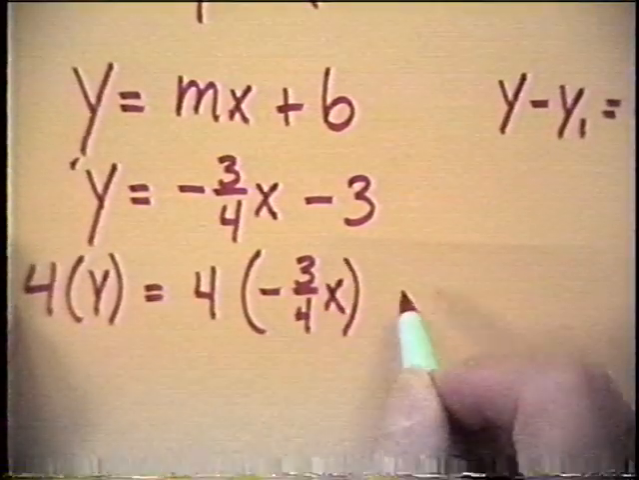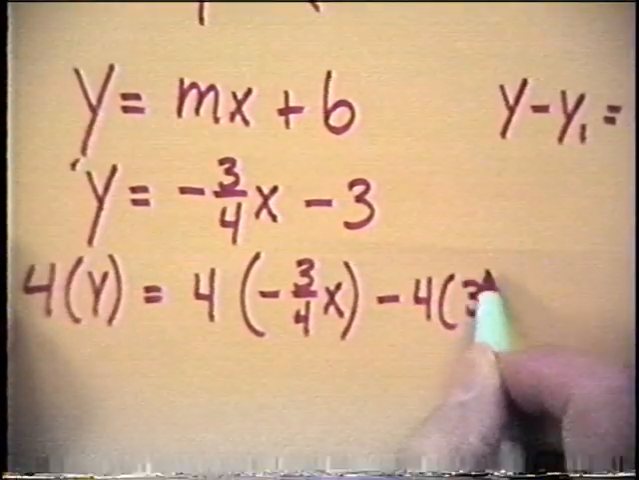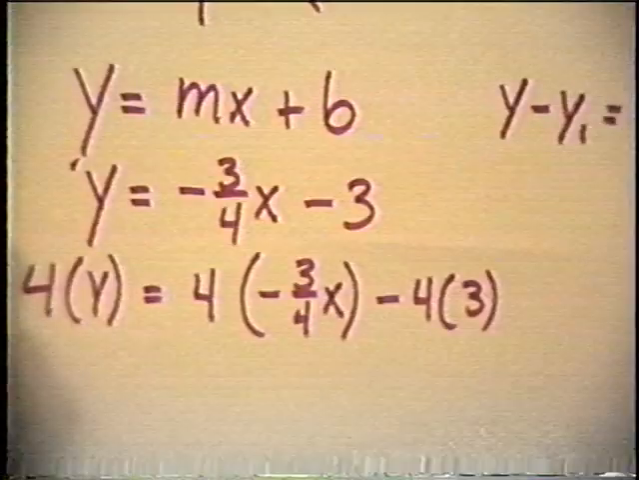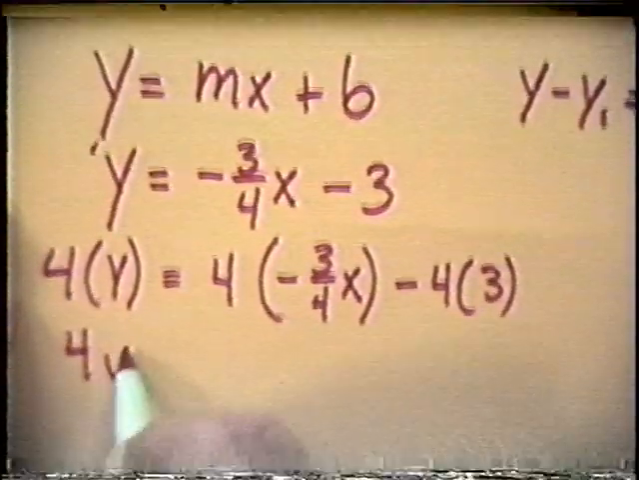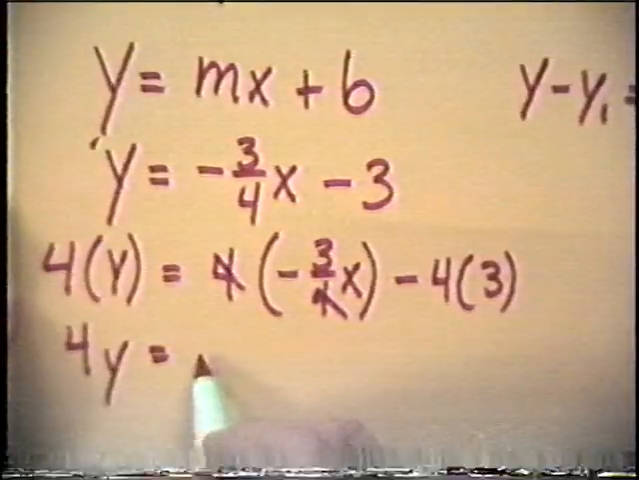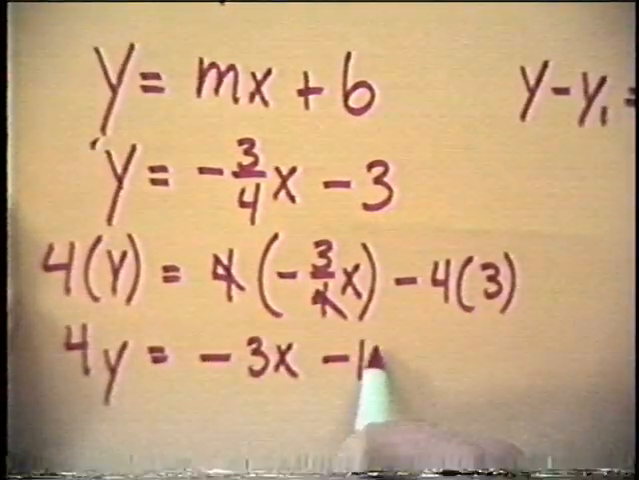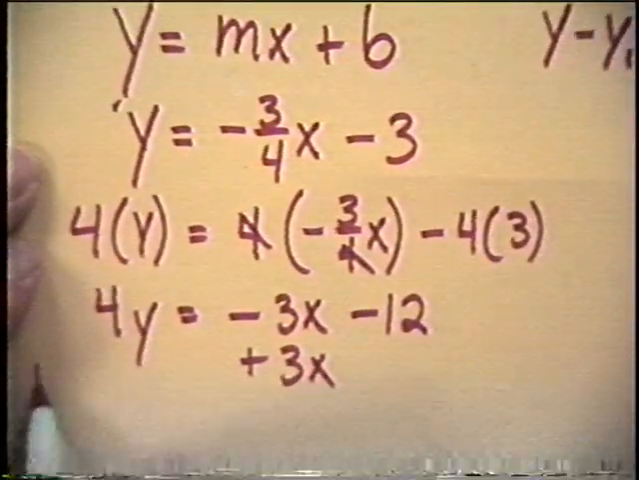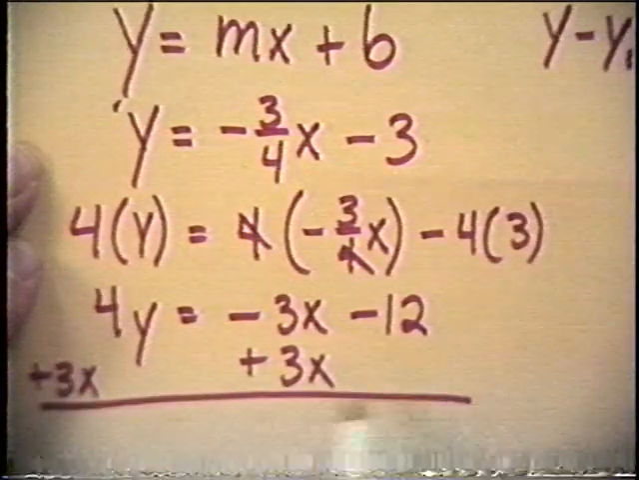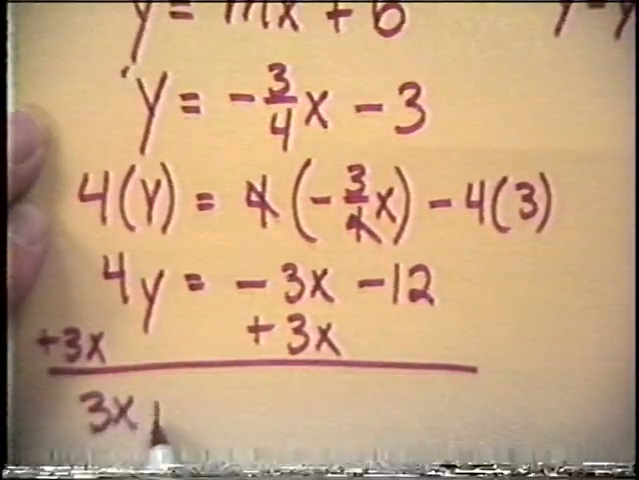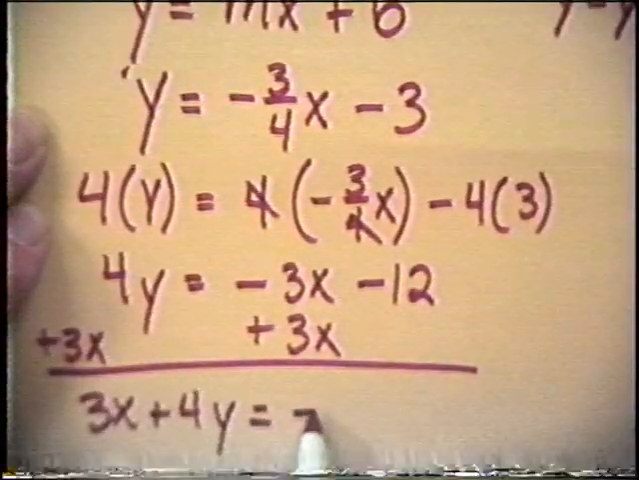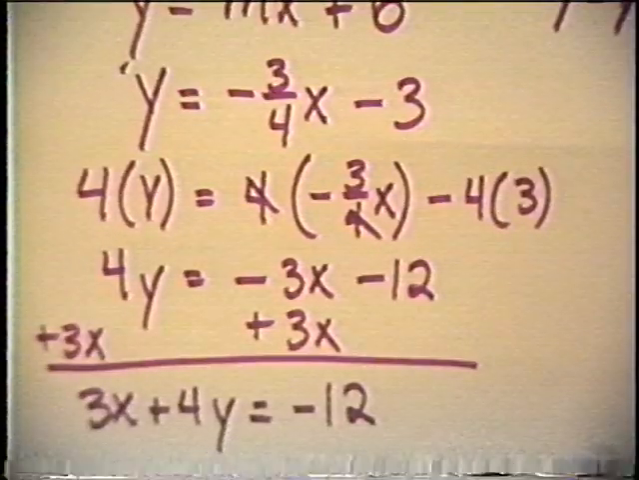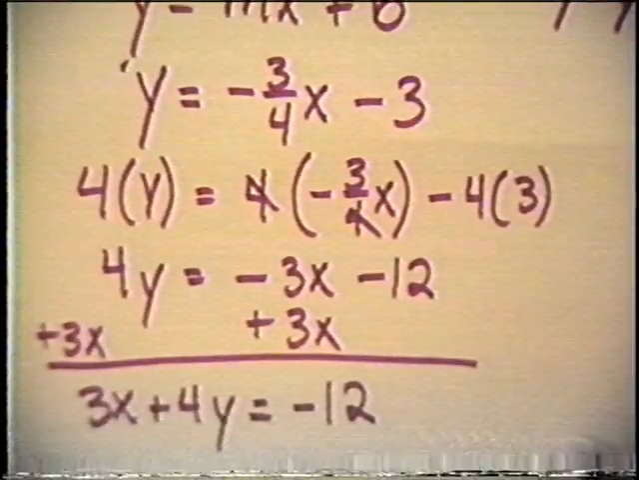But using the distributive property, then it's going to look like that. So I'm just going to use the distributive property and take the 4 times each term right away instead of writing it down twice. This would cross out. And now I just add 3x to both sides, because general form is ax plus by equals c. And I'd have the equation 3x plus 4y equals a negative 12.